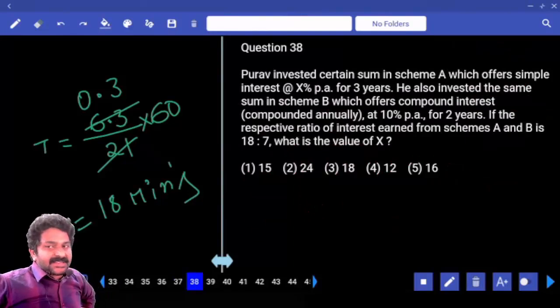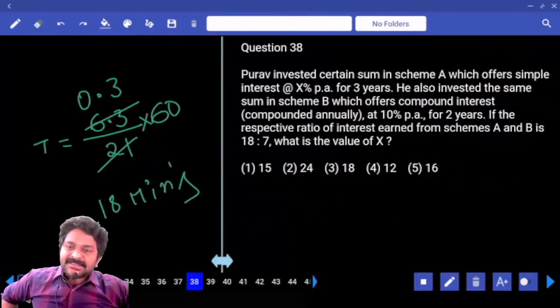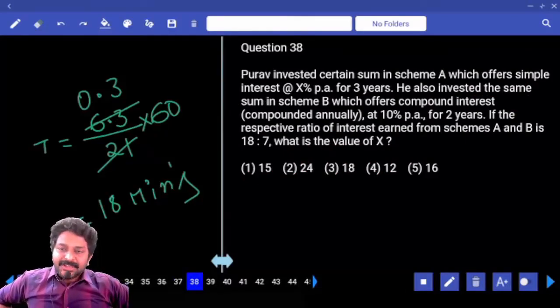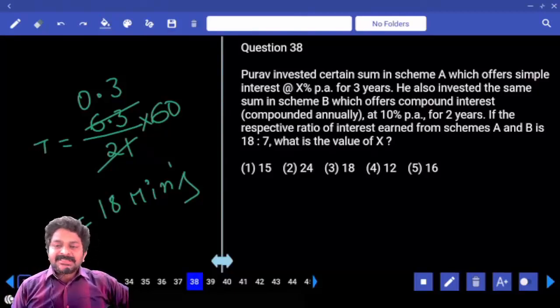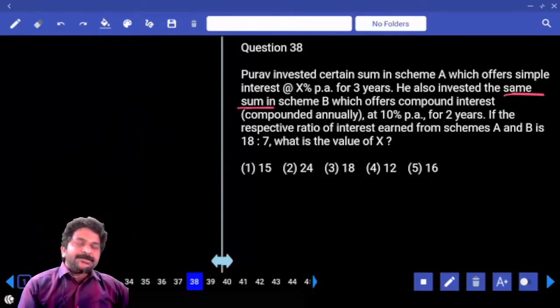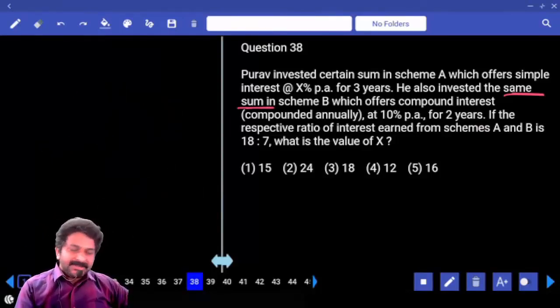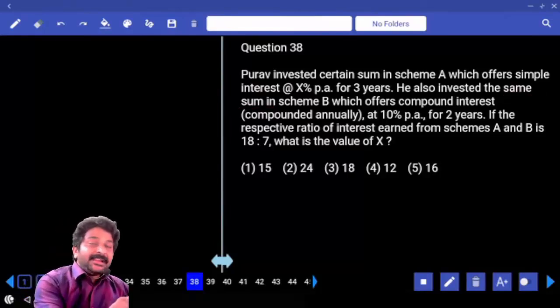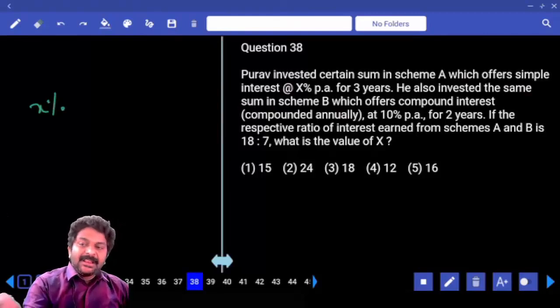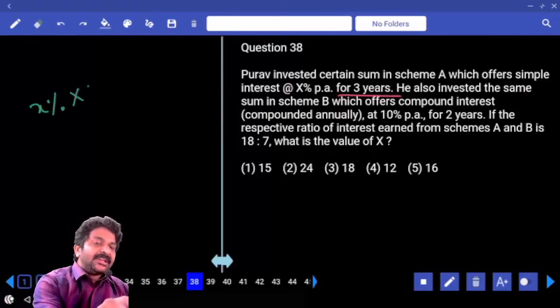Purav invested a certain sum in scheme A which offers simple interest at X% per annum for 3 years. He also invested the same sum. This condition is important. Same sum. That means the principal in both cases is the same. We'll treat both as 100%, 100%. In scheme A, it is simple interest. Per year we are getting X%, for 3 years in the sense into 3.